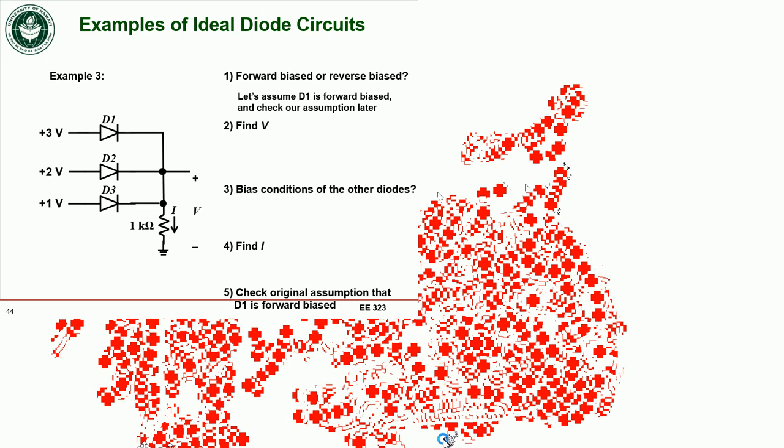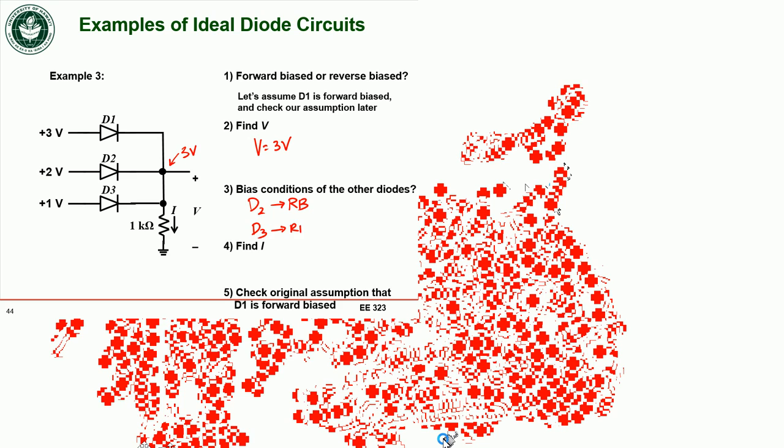Okay, so if D1 is forward bias, what's V? That means no voltage is being dropped across diode D1, so the voltage at this node should be 3 volts. If the voltage at this point in the circuit is 3 volts, what kind of bias do the other diodes have? Diode D2 has a reverse bias. How about diode D3? That one's also reverse bias because the voltage at the cathode is higher than that of the anode.